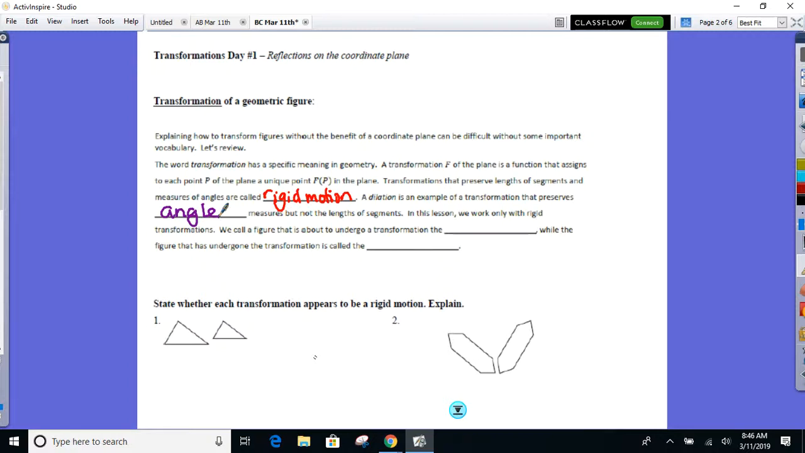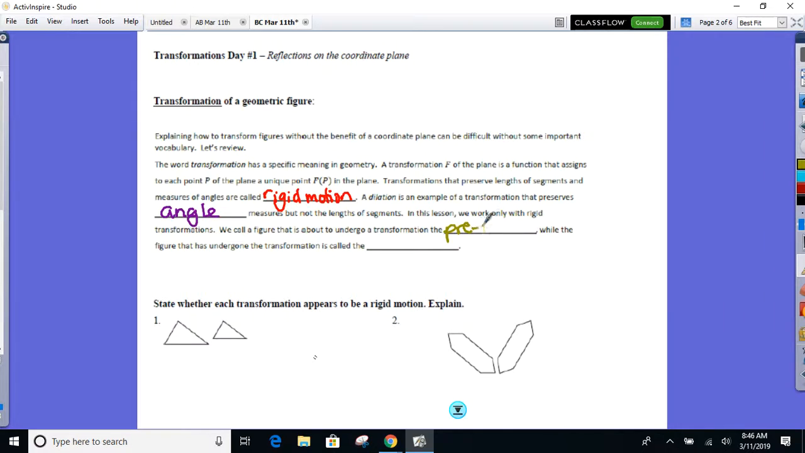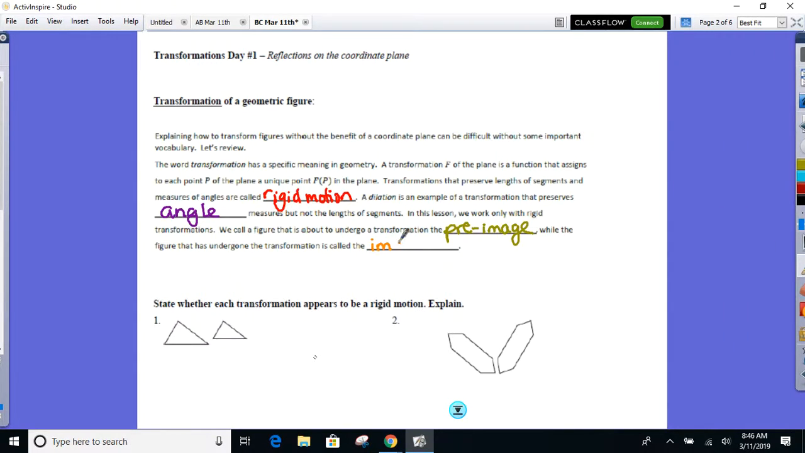And the final two vocabulary terms, I don't know if you heard these back in middle school when you did these units. Before I do anything to it, the original figure, I'm going to call the pre-image. And then once I transform it, rotate it, reflect it, translate it, whatever I do to it, the resulting figure is going to be called just the image. So I start out with the pre-image, I finish with my image.